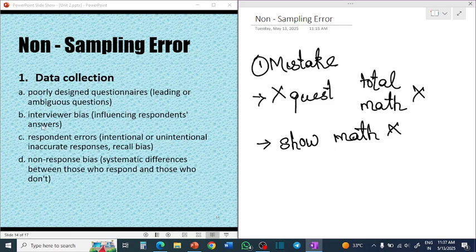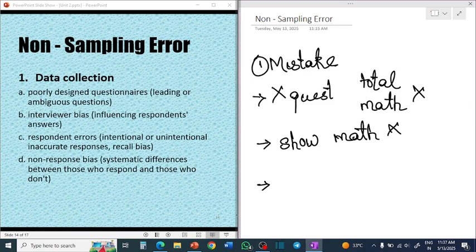Influencing respondents' answer. C is respondent's error. Respondent error is what? If you are going to question someone and you want to fill some question research answers, you will see that many respondents are not interested in answering your particular question. They will give out any answer without even thinking about the question. So that is known as respondent error.